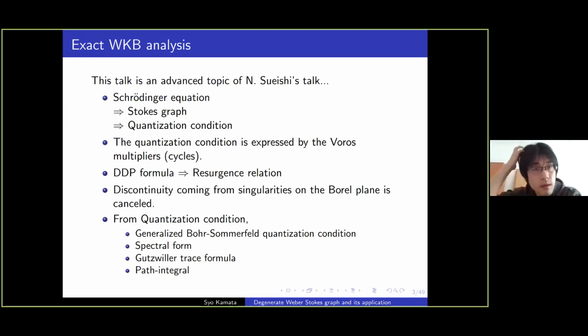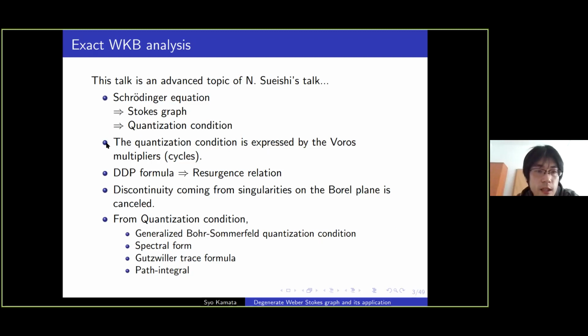This talk is basically based on the previous analysis talk, so first of all, let me summarize his talk. I'm somewhat assuming that the audience was listening to his talk. His main motivation is getting the quantization condition and solving it, basically by using a double well potential. In this case, we usually start with a Schrödinger equation, and then we draw the Stokes graph and get a quantization condition by using the connection formula and this kind of Stokes graph.